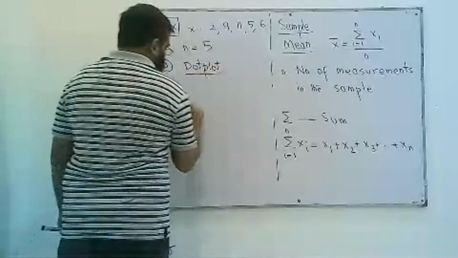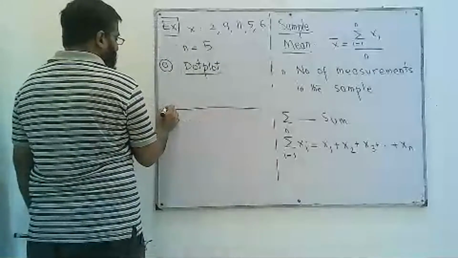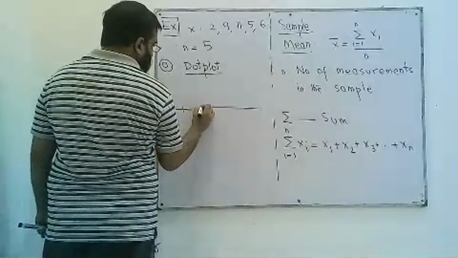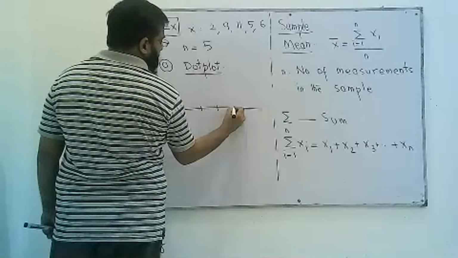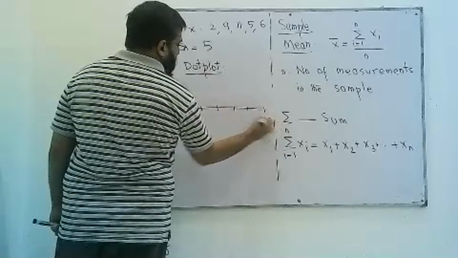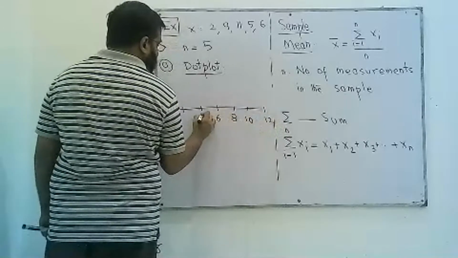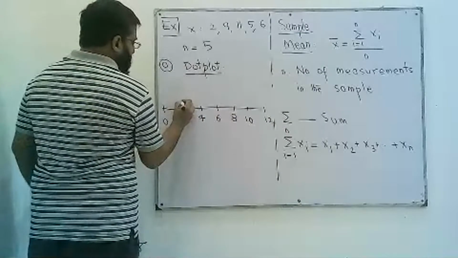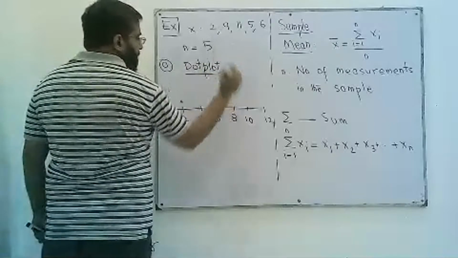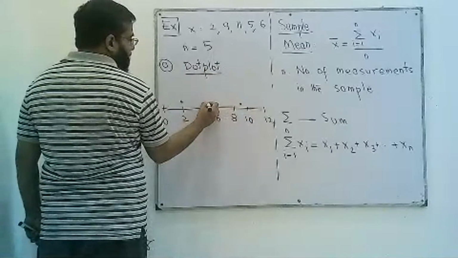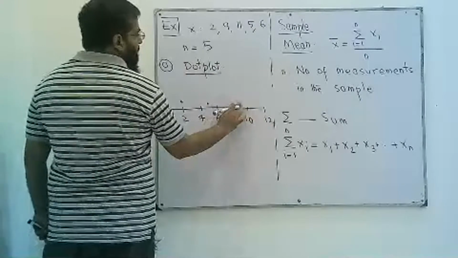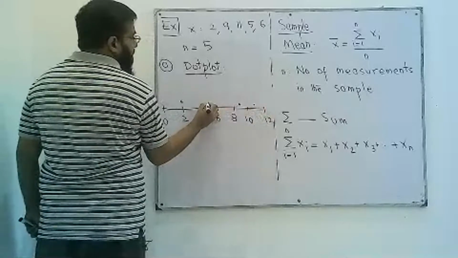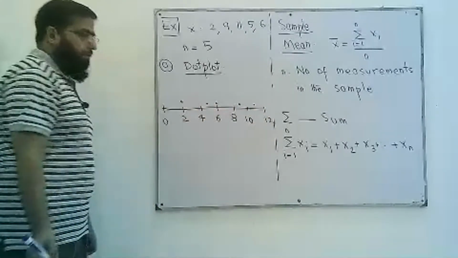Dot plot is this. We have already studied drawing dot plot in chapter number 1. 2, 4, 6, 8, 10, 12. So the data is 2. So we put a dot on 2, then 9, put a dot on 9, then 11, put a dot here, and then 5, and then 6. So this is the dot plot.